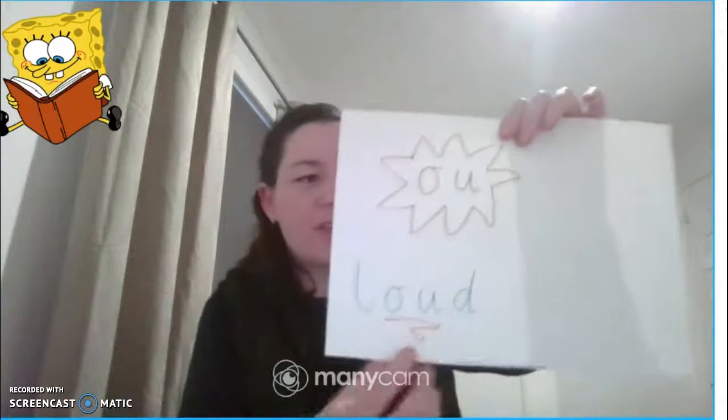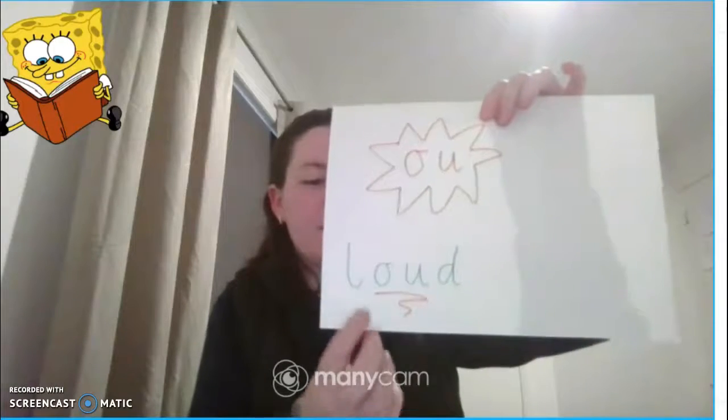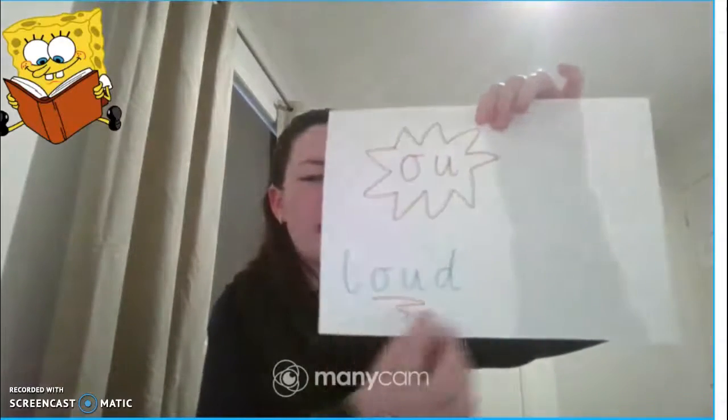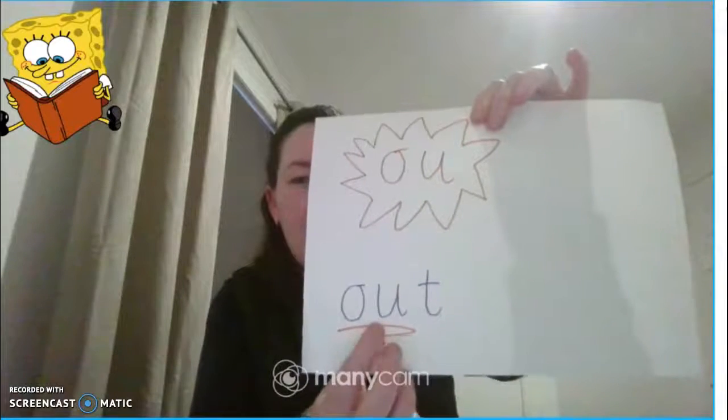Let's have a look at our rainbow chart and see what we've got on today. We're going to start off with reading. We'll be learning about the ow sound, just like in the word out and the word loud. So you can see in the word loud, it's got the OU sound pattern. Look, ow, d, loud. Just like in the word out, ow, t, out.